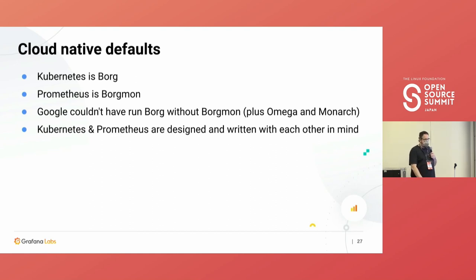Prometheus and Kubernetes are the cloud-native defaults. Kubernetes is the open source re-implementation of Google's Borg. Prometheus is the open source re-implementation of Google's Borgmon. And both of those, again, are the thing which actually allowed Google to grow in the early 2000s. Without them, they wouldn't have been able to. So even though they started in different areas, Prometheus and Kubernetes are written with each other in mind by the initial creators, because they knew how it was done at Google. They are also the two founding projects in the Cloud Native Computing Foundation, the two oldest ones, always those two.